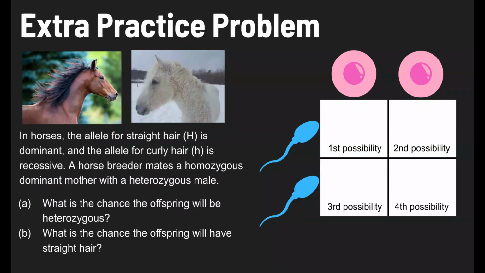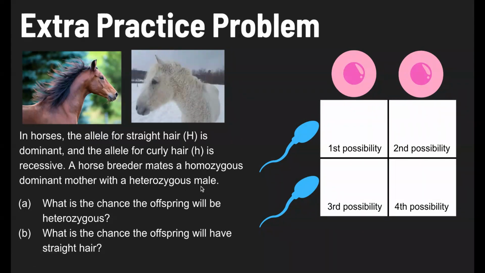I want to finish up trying to tie everything together here with a practice problem. So in horses, the allele for straight hair is represented with a capital H. It's dominant. And the allele for curly hair, we represent that with a little h because it's recessive.